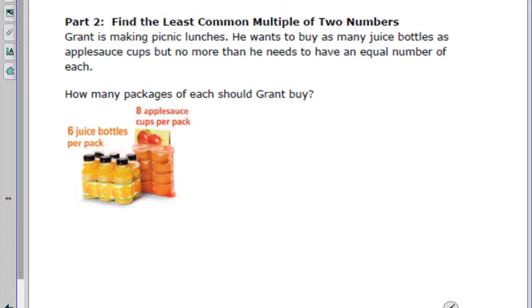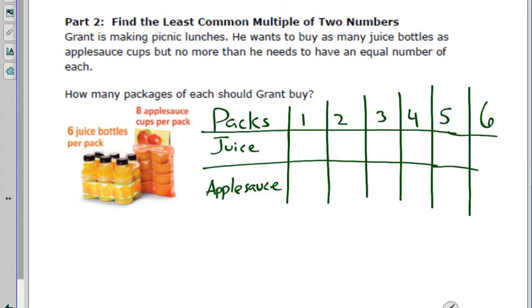So anyway, if I were to list the multiples of 6, that would tell me the possibilities for how many juice bottles I could buy. If I listed likewise the multiples of 8, I could know how many possible cups of applesauce I might have. I made a little table. I would normally find this just by finding the least common multiple, but let's show how this works.